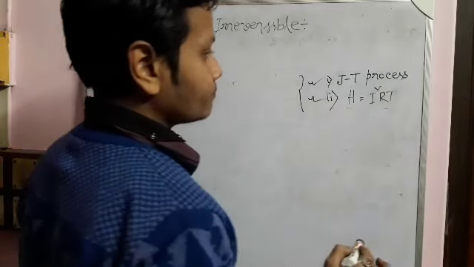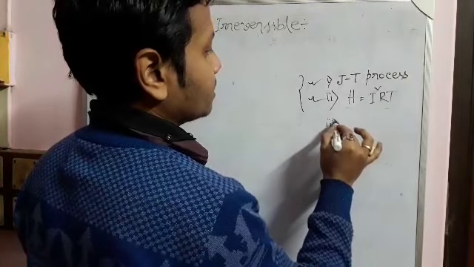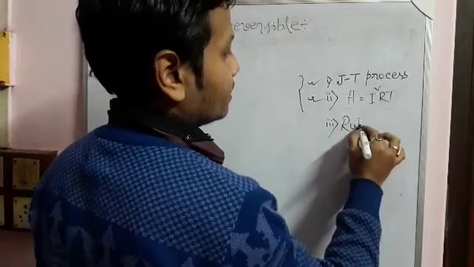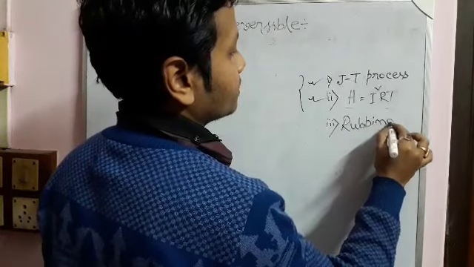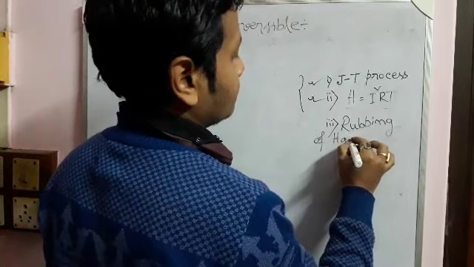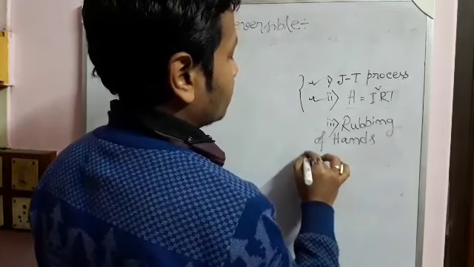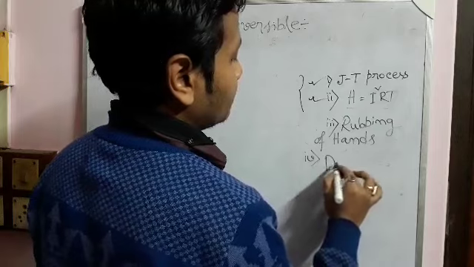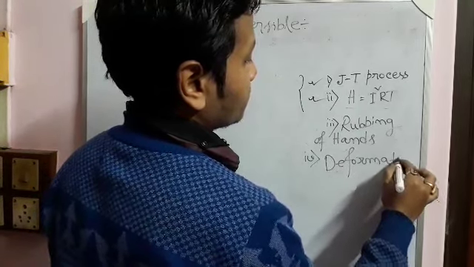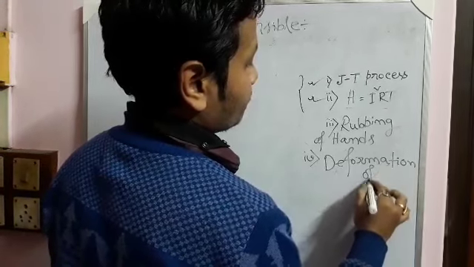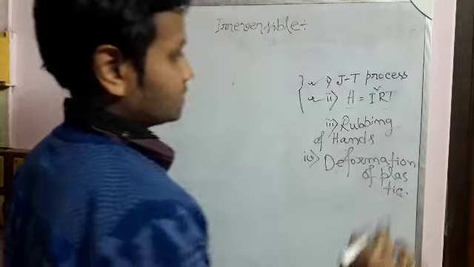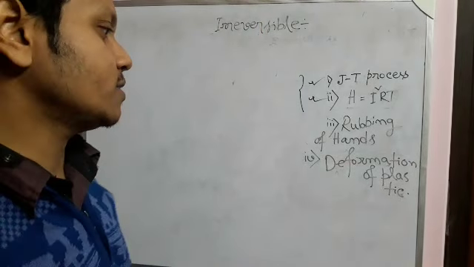Okay, and another example you can take: rubbing your hands, when heat is produced. This is also a simple example. Or you can say the deformation of plastic. These are irreversible processes, which cannot be retraced in the opposite direction.